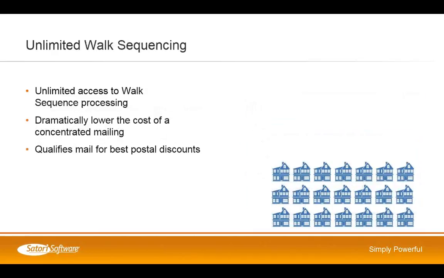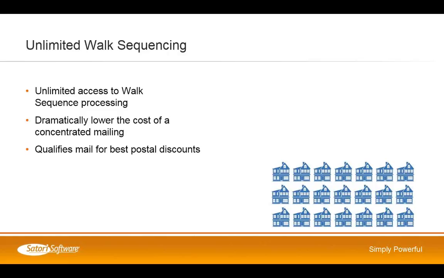So talking about unlimited processing, another unlimited service that we have available is walk sequencing. For those of you who are blanketing an area, so if you're mailing to every address in a neighborhood or a zip code, you have access to some of the best postal discounts on the market today. That's the saturation and the high density rates. These are the best discounts you can get for standard mail. In order to achieve those rates, you do need to prepare your mail in walk sequence order, and you get that number from a service like our walk sequencing. This is within the data services section of Bulk Mailer.